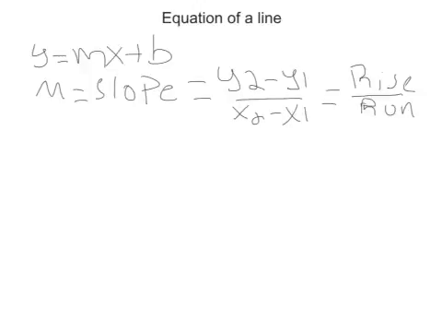And the b, in this case, b is the y intercept, which is the point where the line intersects with the y-axis. So today, I am going to demonstrate two examples to show how this equation works.